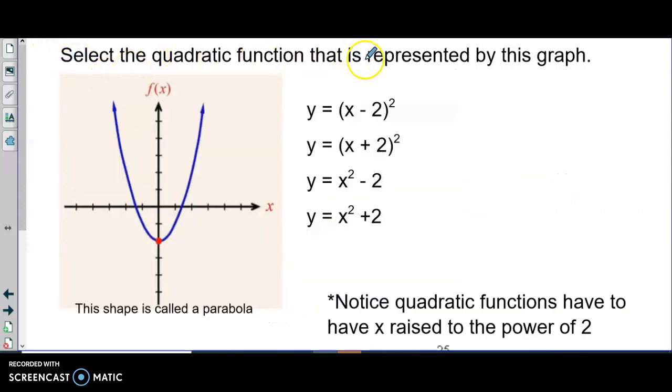Select the quadratic function that is represented by this graph. Okay, so we know for it to be a quadratic function, it has to have an exponent of 2 on x. And in this case, the whole graph has been shifted down 1, 2 spaces. So our y-intercept here, you can kind of still think about it as the y-intercept. It's going to cross at -2.